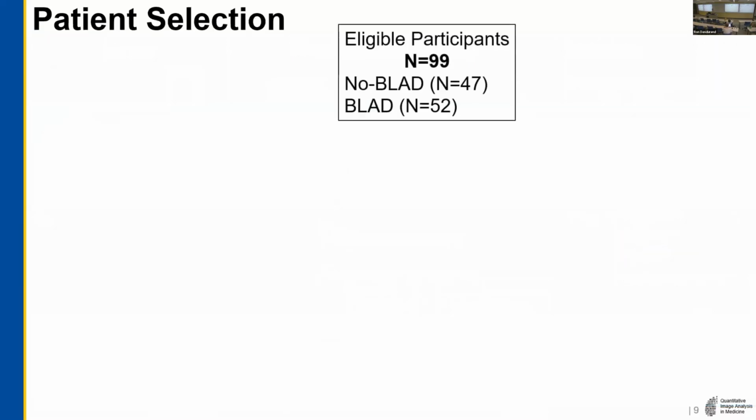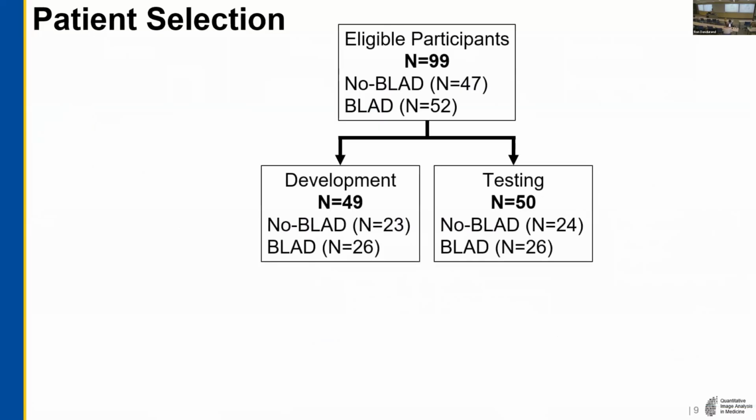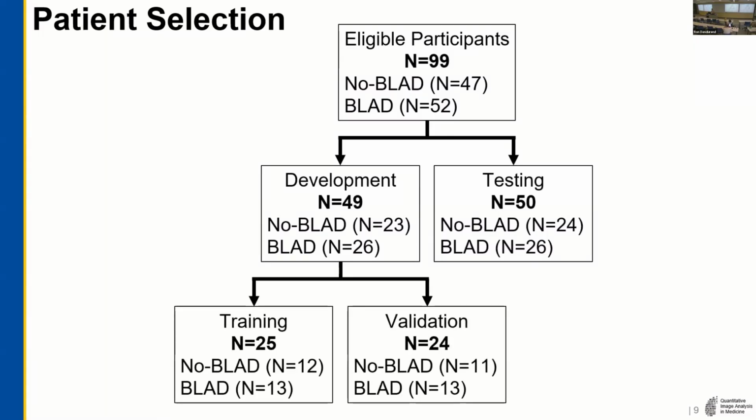For patient selection, we had around 99 patients in this study, roughly equally split between no BLAD and BLAD. Then we split them 50-50 into development and testing, and we further split development into two folds for cross-validation to optimize the hyperparameters. Notice that at each point in development, testing, training, and validation, we have equal splits of no BLAD and BLAD relative to the initial set.